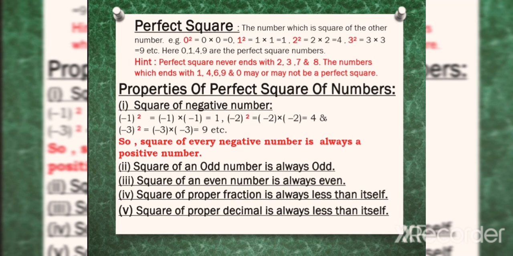Moreover, the square of an odd number will always be an odd number, the square of an even number will always be an even number, and the square of a proper fraction is always less than itself, and the square of a proper decimal is always less than itself.